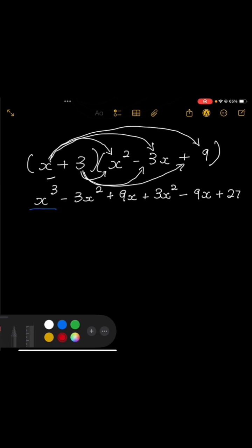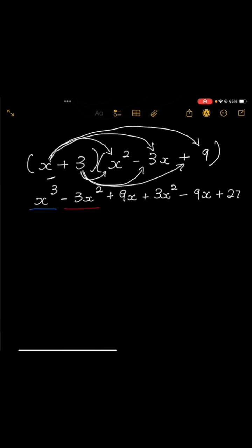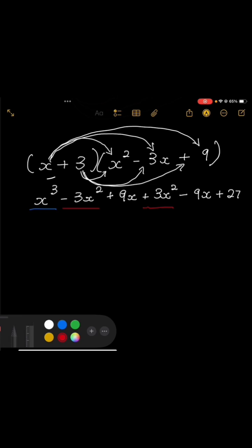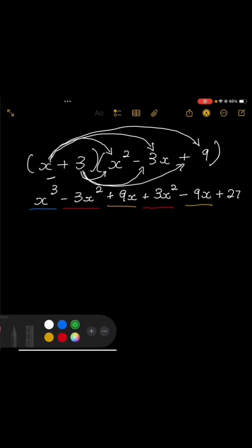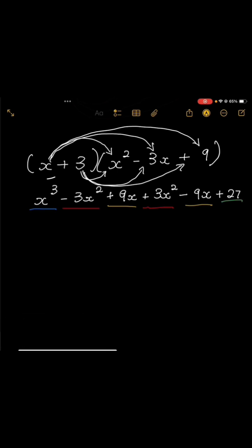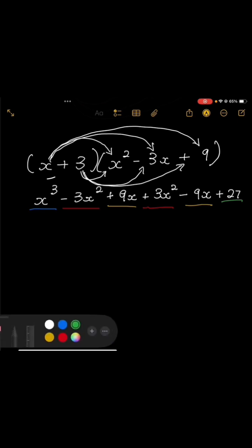Now let's look at this one. Negative 3x squared and positive 3x squared are like terms. If they are like terms, they will join together, or they will add up. Now let's look at another one. We know that there's a positive 9x and a negative 9x. They are like terms. And of course, this positive 27 goes alone.